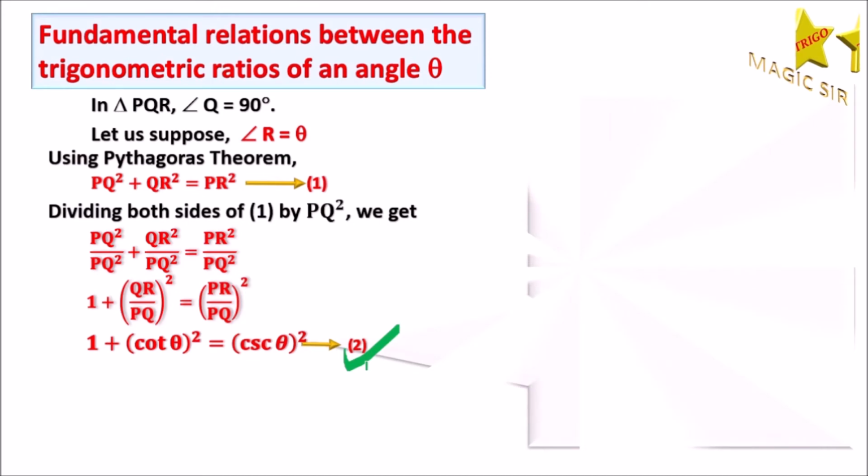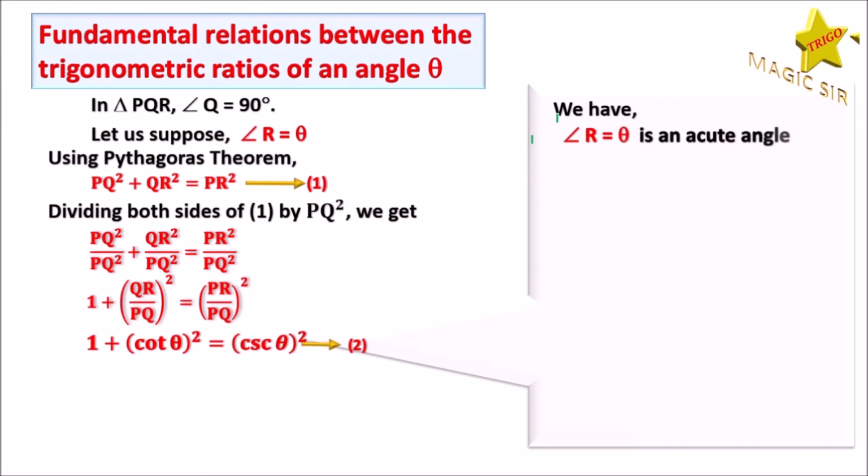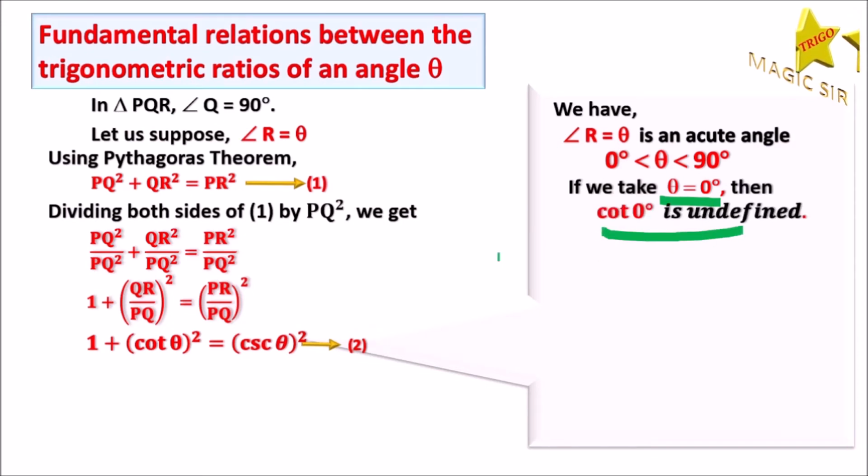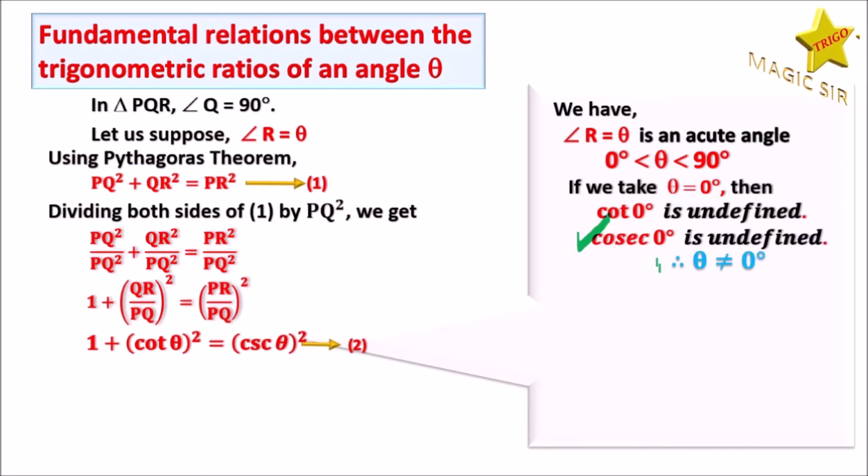Now see the speech bubble. We have angle R is equal to theta, where theta is an acute angle. Therefore, 0 degrees is less than theta is less than 90 degrees. If we take theta equal to 0 degrees, then cot 0 degrees is undefined and cosec 0 degrees is undefined. Therefore, theta is not equal to 0 degrees.